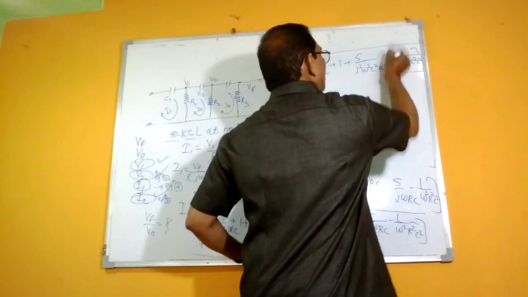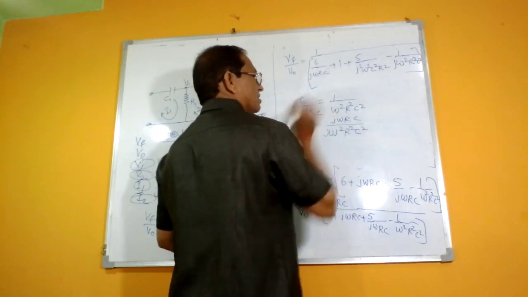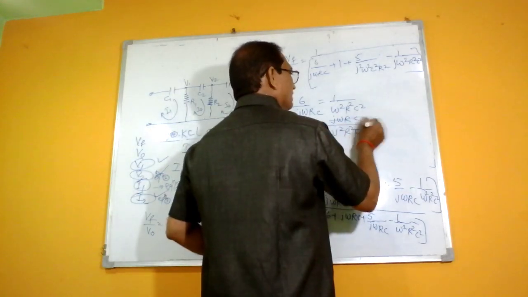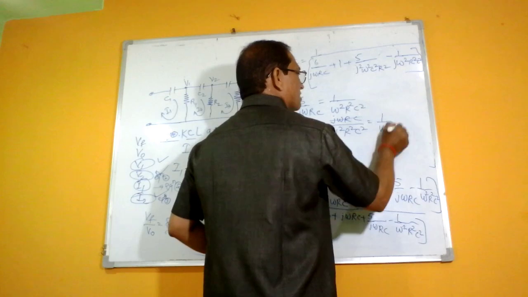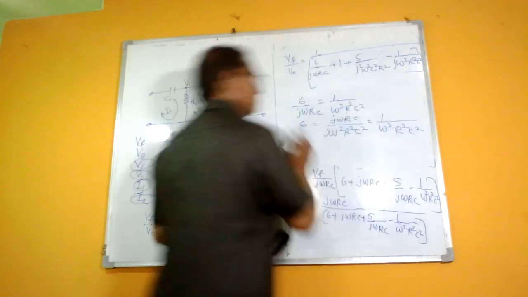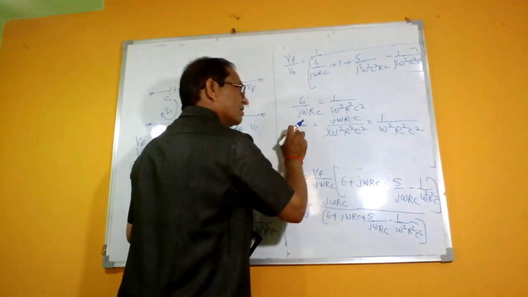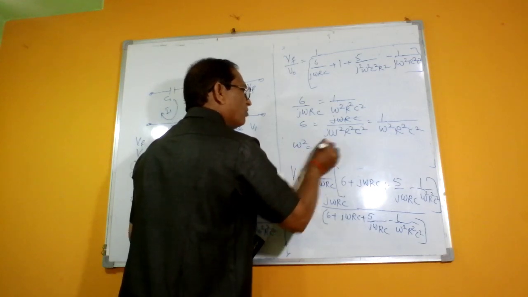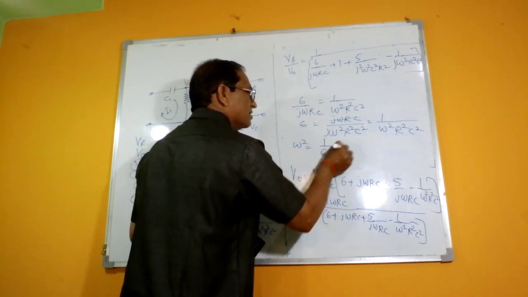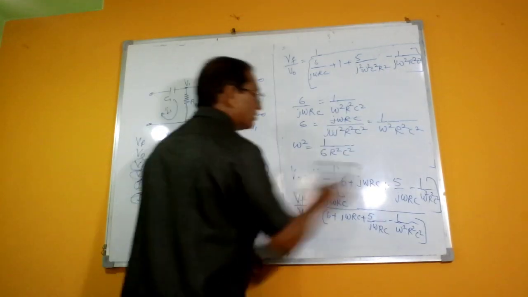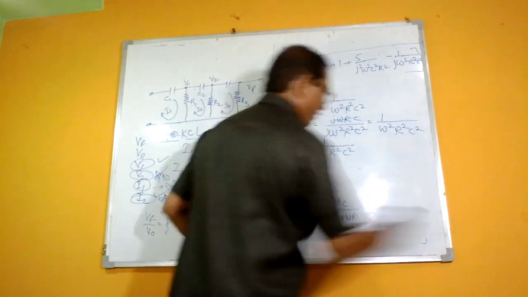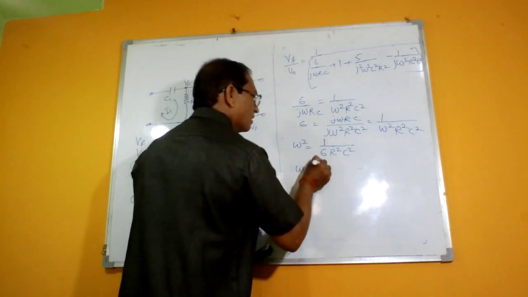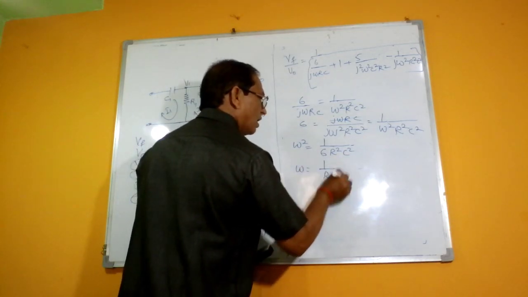So here one j is to be left as it is with the equal factor here. So this jωRC will get cancelled with one of the jωRC, so that we are left with 6 equals 1 over ω²R²C². So set this ω² to the left hand side and 6 to that side. So ω² is equal to 1 over 6R²C². So this is the value of ω², right? Therefore ω is equal to 1 over RC under root of 6.